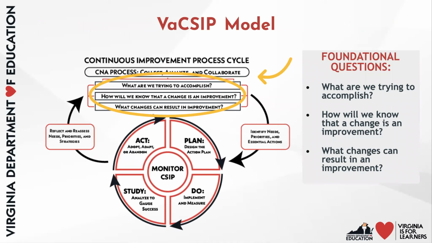So here is a great visual of the process for improvement. This gives you an up close and personal view of the layers in continuous improvement. This aligns with the CNA process, collaborating on data sources, and what it says about your school. There are some questions you will see on the right side of your screen and also in the graphic. These foundational questions are prevalent throughout the school improvement process.